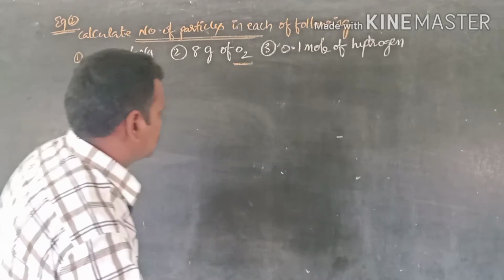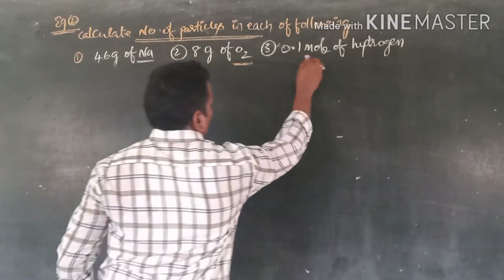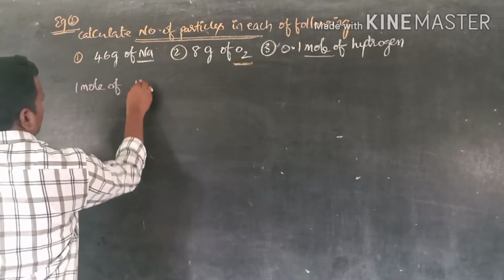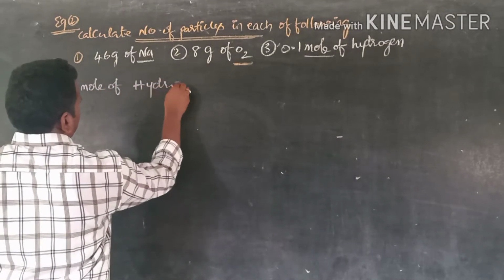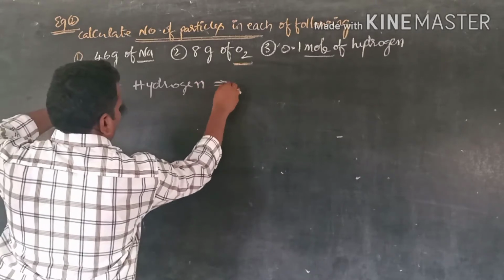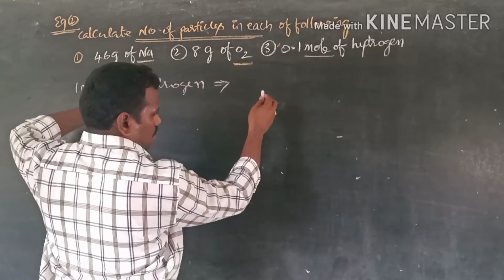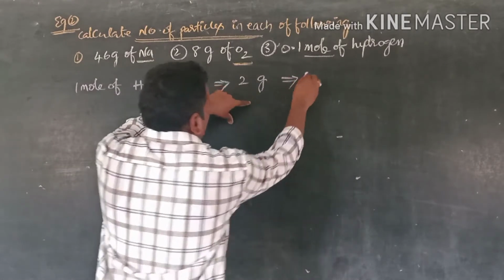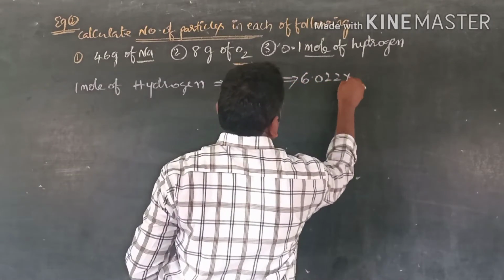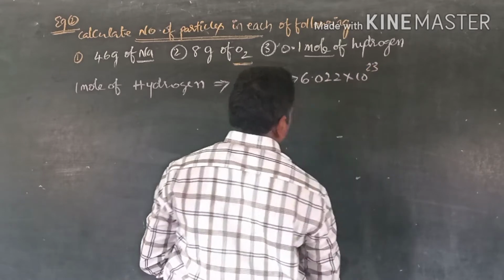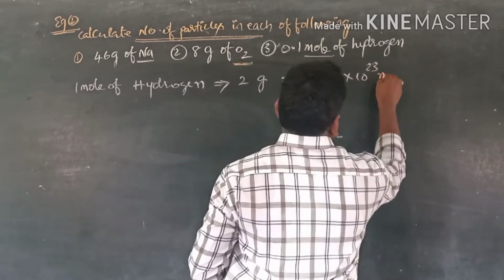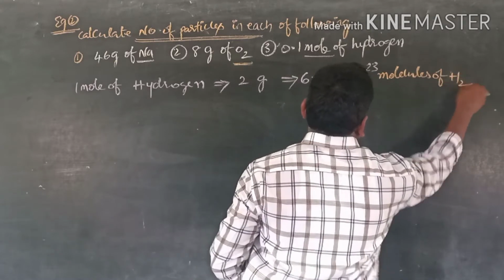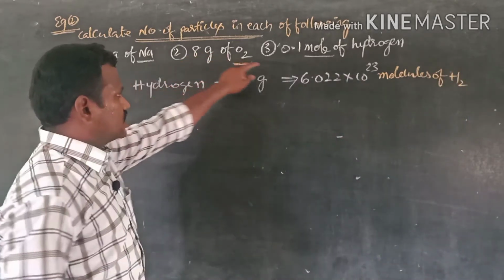Now let us consider, here they have given moles. 1 mole of hydrogen. Atomic weight is 1, so molecular weight is nothing but 2 grams. That contains 6.022 into 10 power 23 molecules of hydrogen.